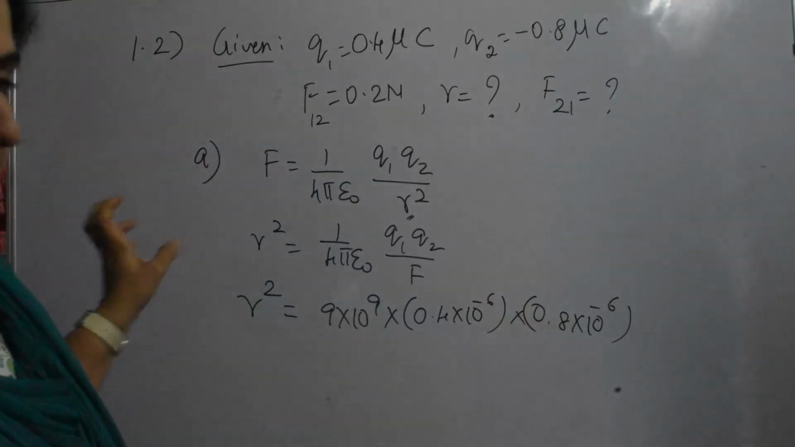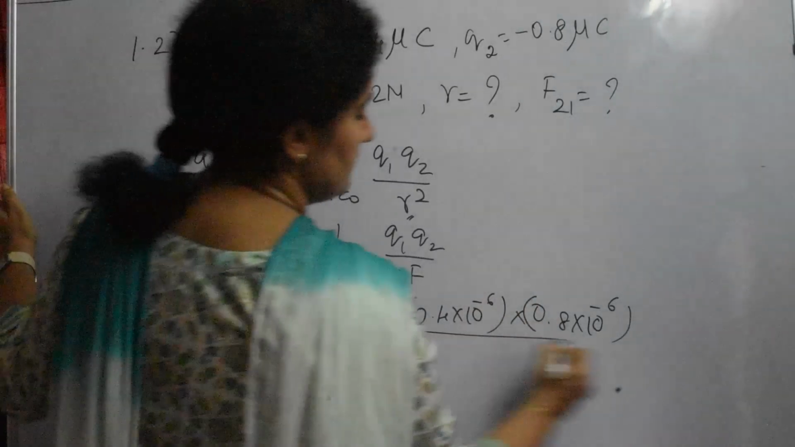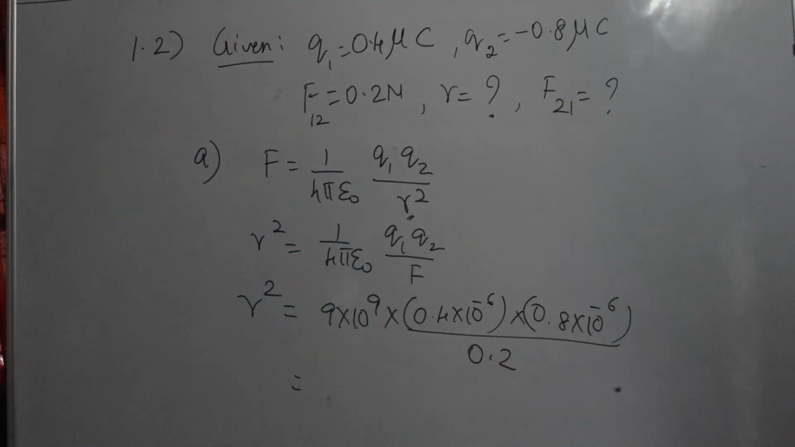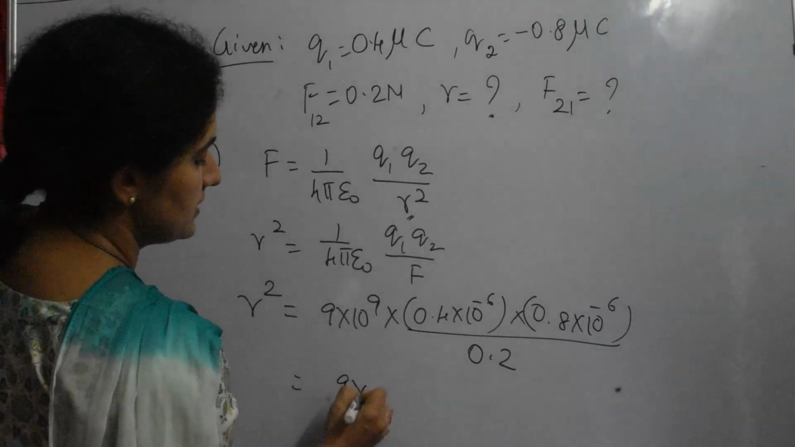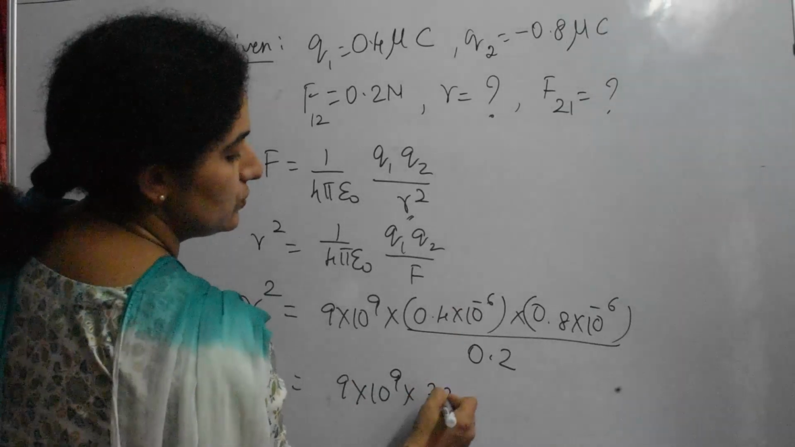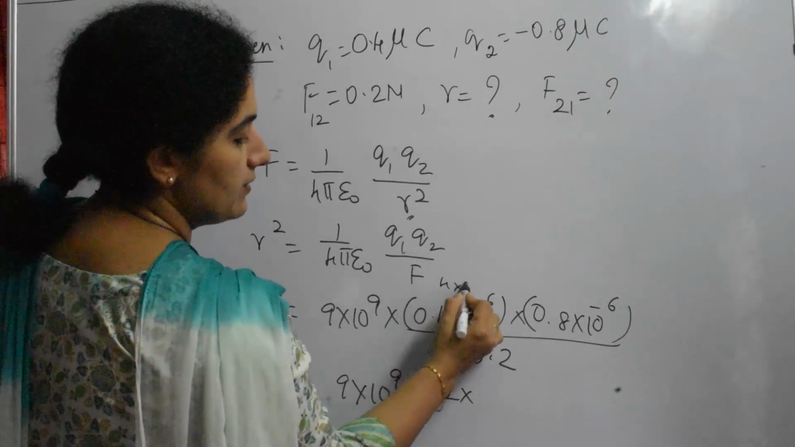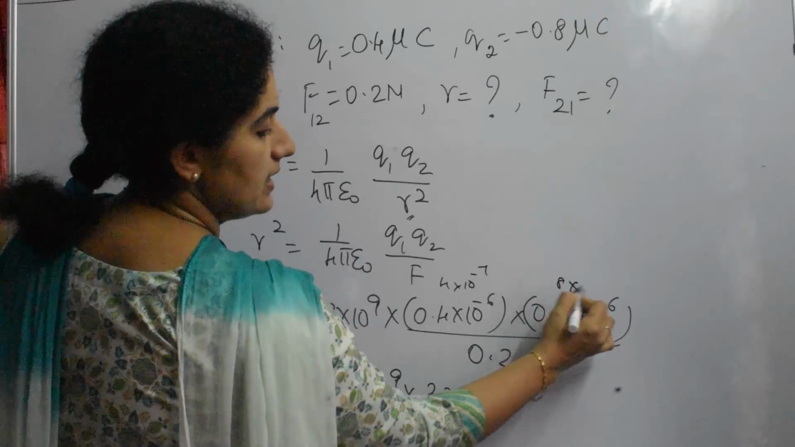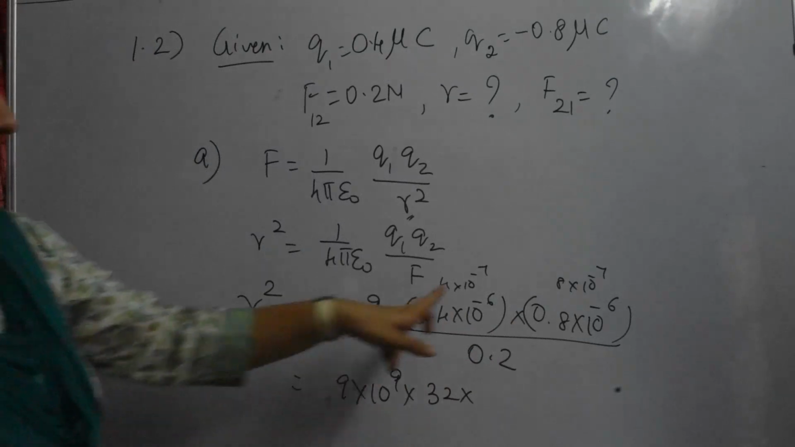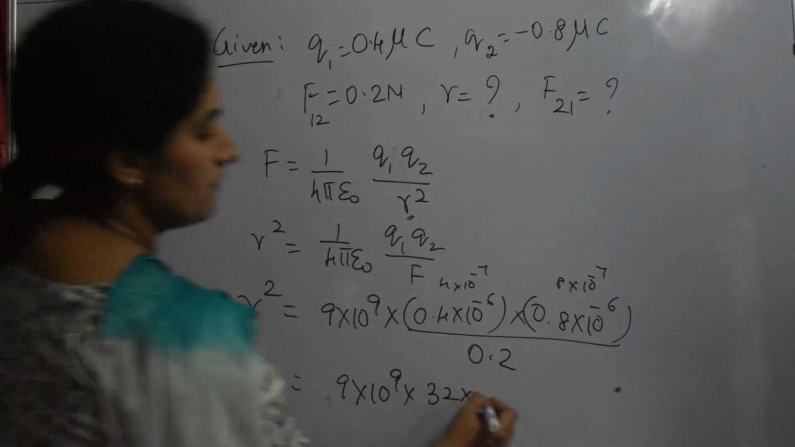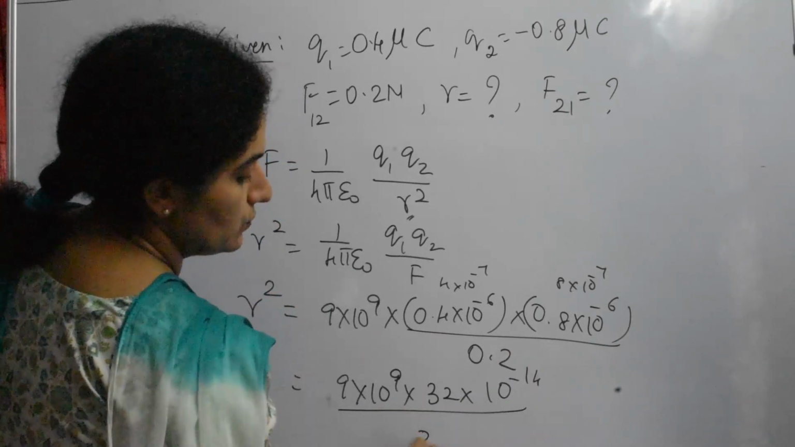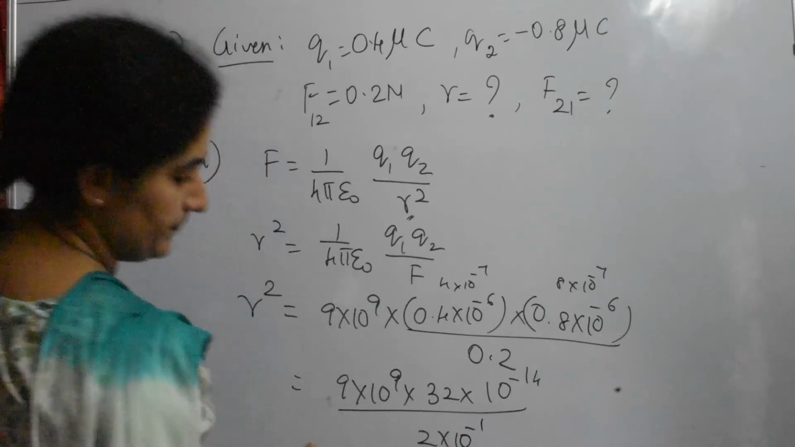Micro is 10 to the power minus 6, divided by 0.2 Newton. So just rearrange: 9 into 10 to the power 9, 32 into, this I can write as 4 into 10 to the power minus 7, this I can write as 8 into 10 to the power minus 7. 8 into 4, 32, 10 to the power minus 7, 10 to the power minus 14, you have 10 to the power minus 5 now, 2 into 10 to the power minus 1.